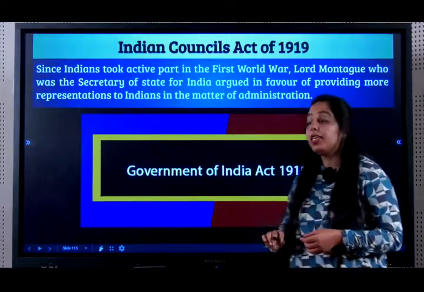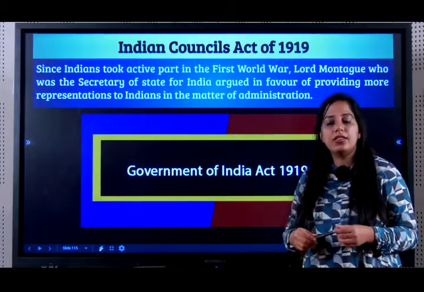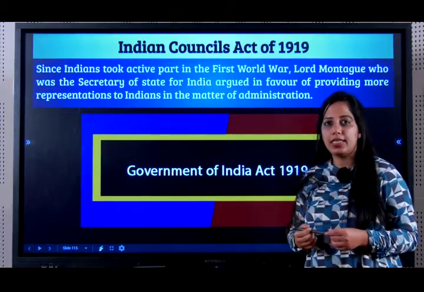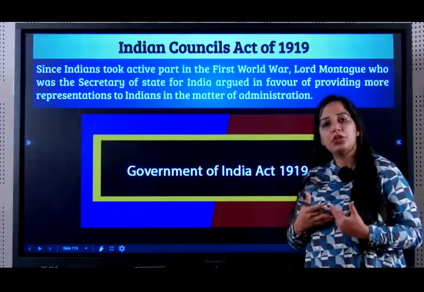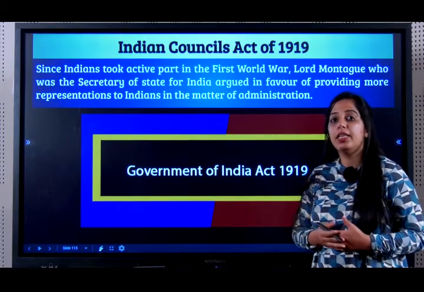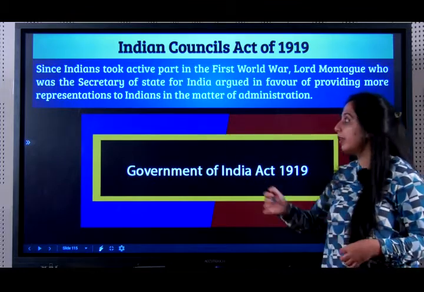Now let's look at the Indian Council Act of 1919. Since Indians took part in the First World War, which took place between 1914 to 1919, they felt that now the British will be generous in giving them freedom, in giving them independence. So let us look at what happened.